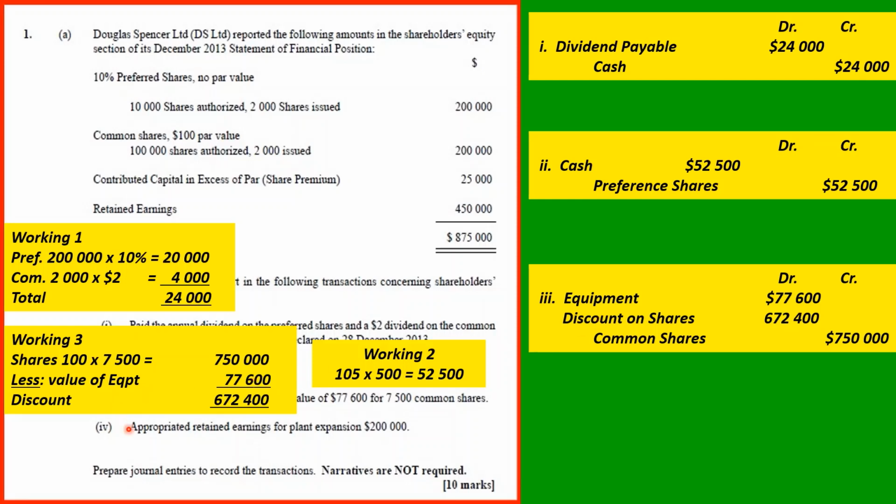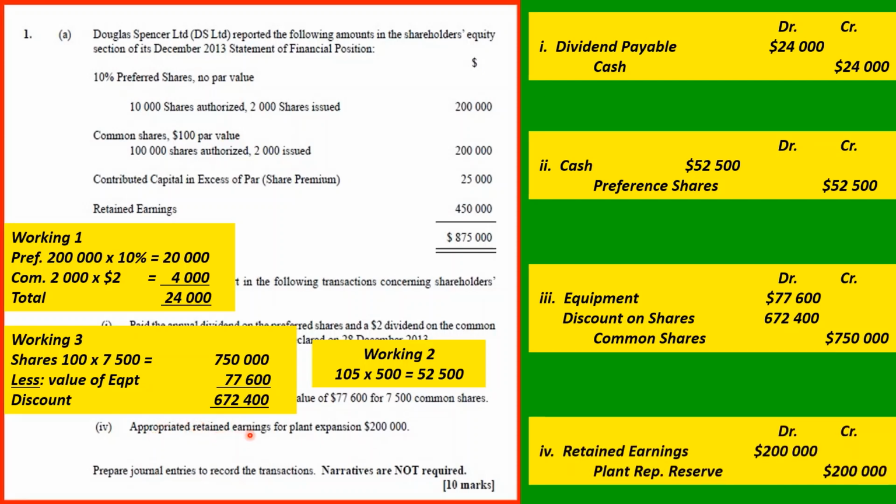The last one is appropriated retained earnings for plant expansion, 200,000. Okay, so this is what it is. It's for plant expansion. You're not buying the plant, you're just appropriating the retained earnings. So you debit retained earnings, so take it out of there, and you put it in a plant replacement reserve of 200,000. Notice you have to have the word reserve here. If you just have plant replacement, you will not get the mark, because plant replacement could mean you have bought a fixed asset already.